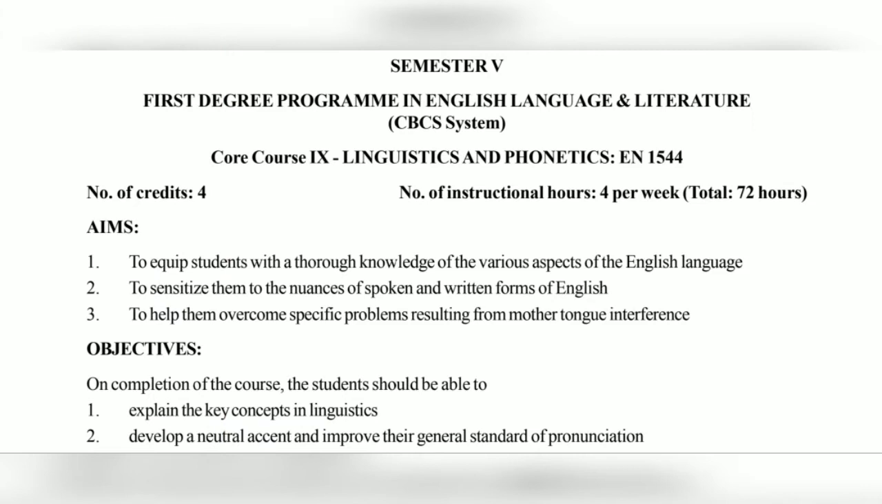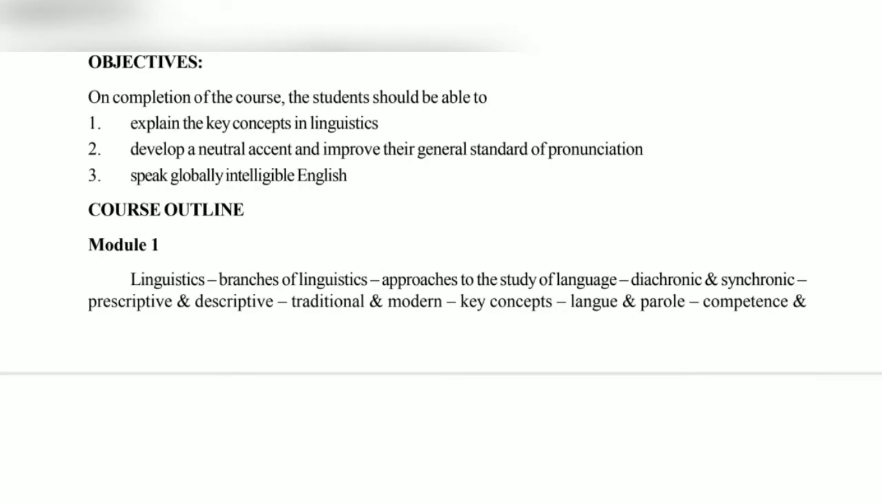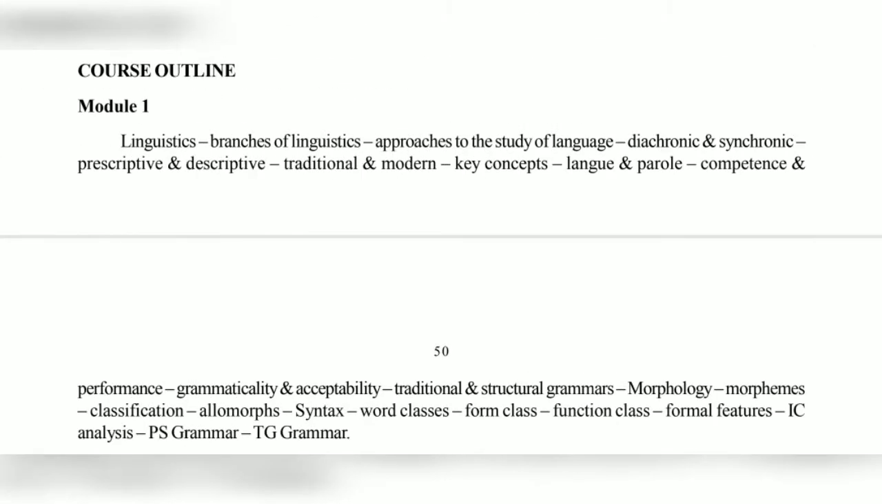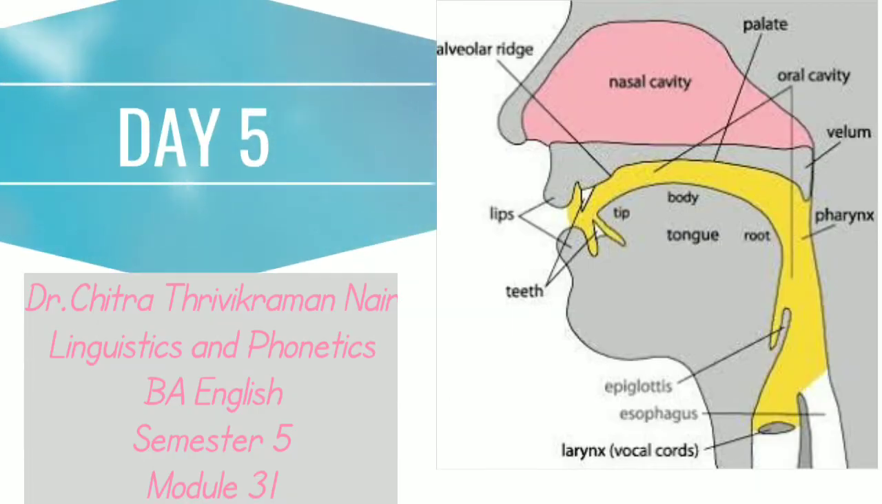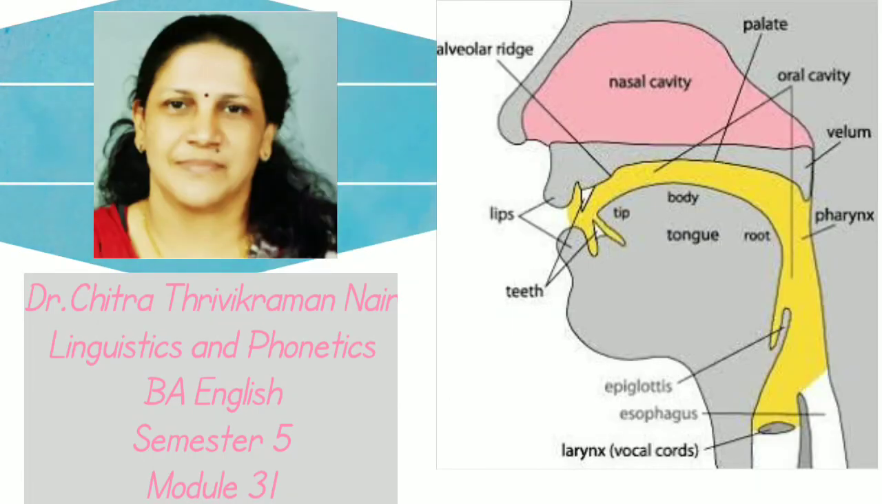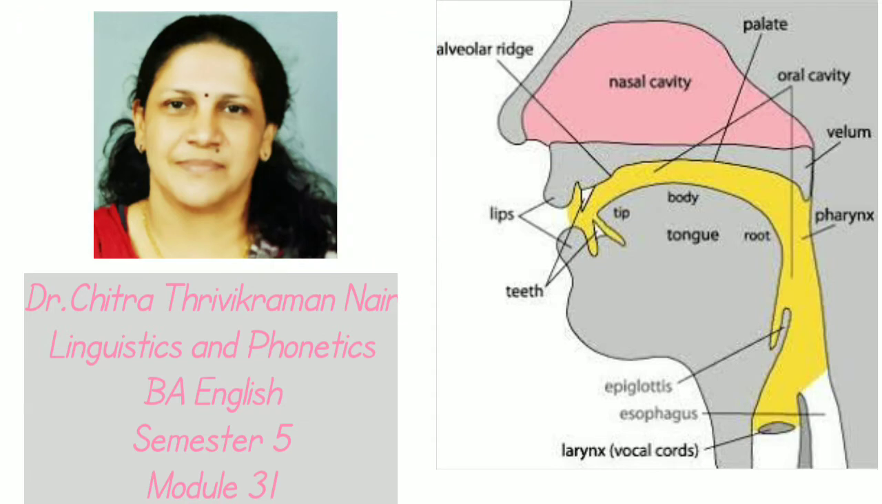In the previous audio clip, we were dealing with the two main systems of speech production, namely the respiratory system and the phonatory system. In this audio clip, we shall restrict ourselves to the articulatory system.